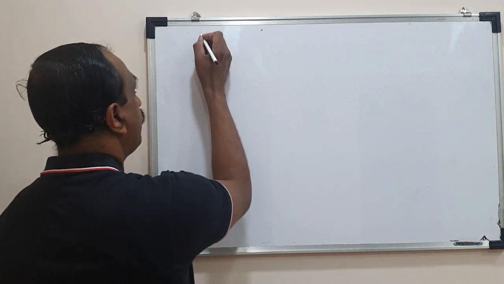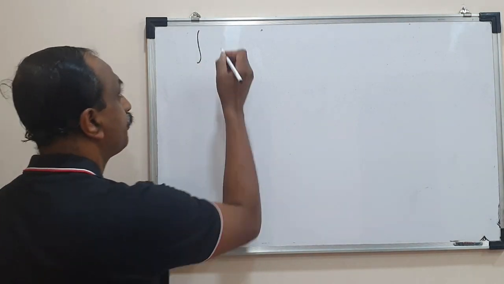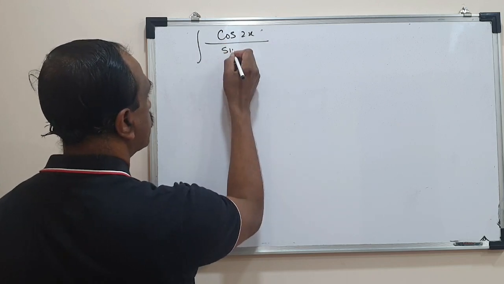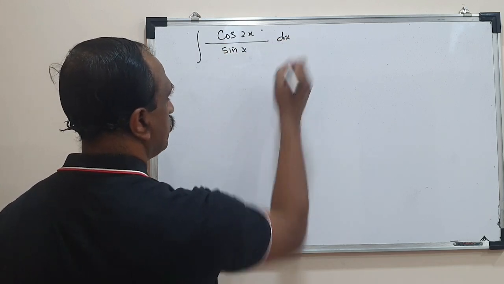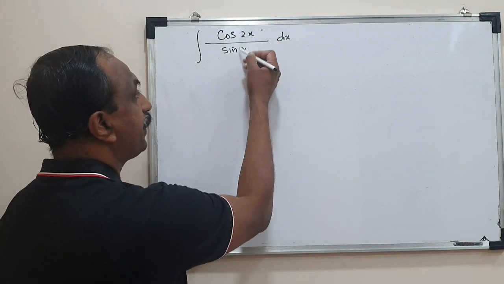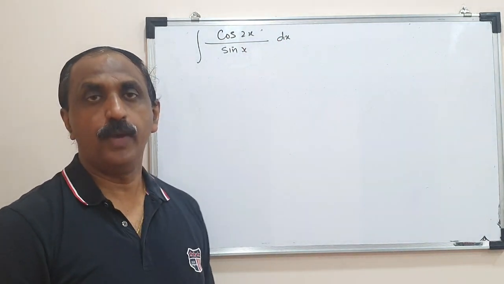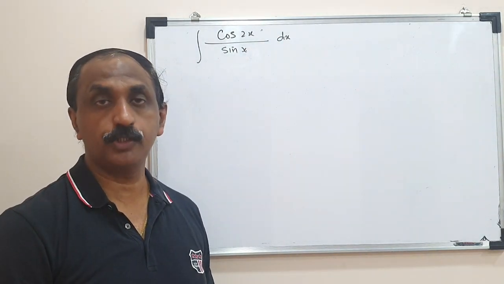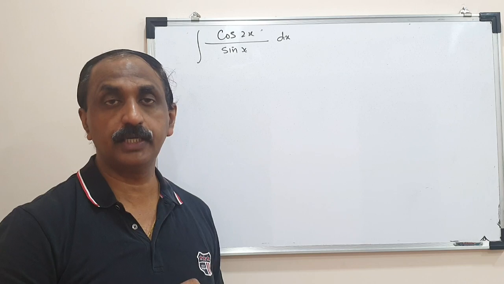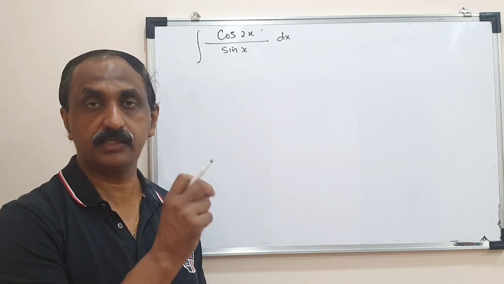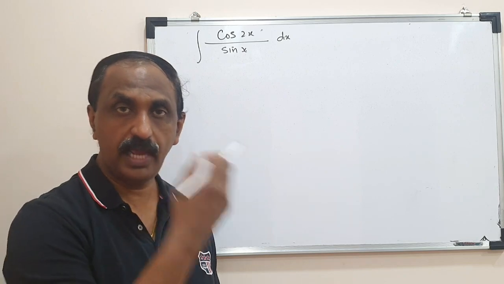Now let's have a look at this one. Integral of cos 2x upon sin x dx. In this type of problem, the angle parts are different in both. Whenever the angle parts are different, manipulation of the function is not possible. So the first and foremost thing is to make the angle the same. What is the angle of cos 2x? So you need to convert it to x.